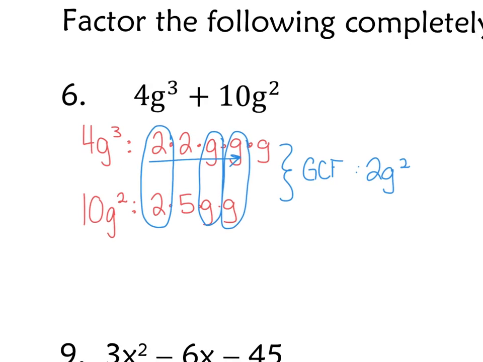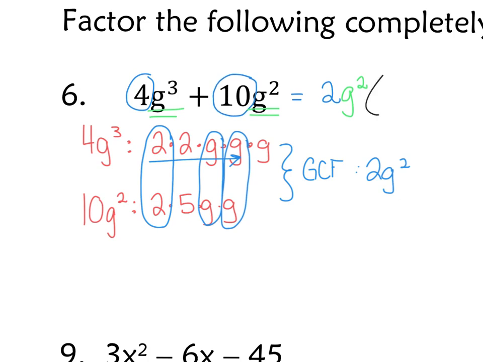Okay, so I always tell my students, let's look at the coefficients first. 4 and 10. What is the biggest number that can be divided into both of those? 2. Then I say, okay, let's look at the variables. We have g cubed and g squared. You always take the smallest of the 2. So whichever one has the lower exponent, you take that value of the variable.